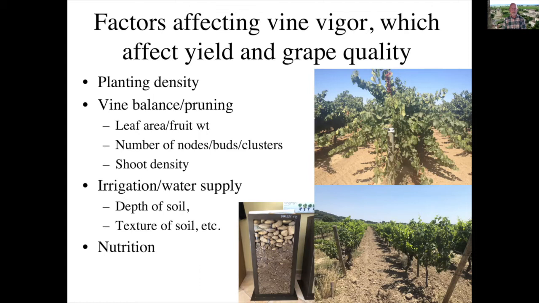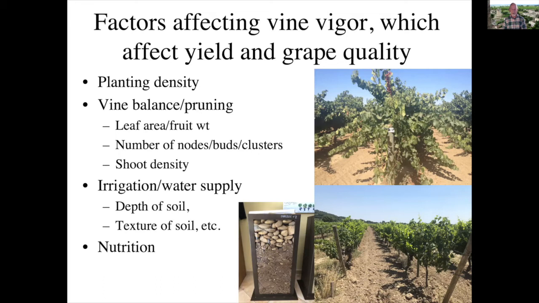The other factors that influence yield and grape quality are your water supply, the amount of irrigation if you're in a zone where you need to irrigate. That's determined in part by the depth of the soil and the texture of the soil, and then the nutrition of that vine, the accumulation of minerals. Are there sufficient minerals in your soil, or do you need to add some? Or are there elements that are in too high a concentration that can cause toxicity problems?